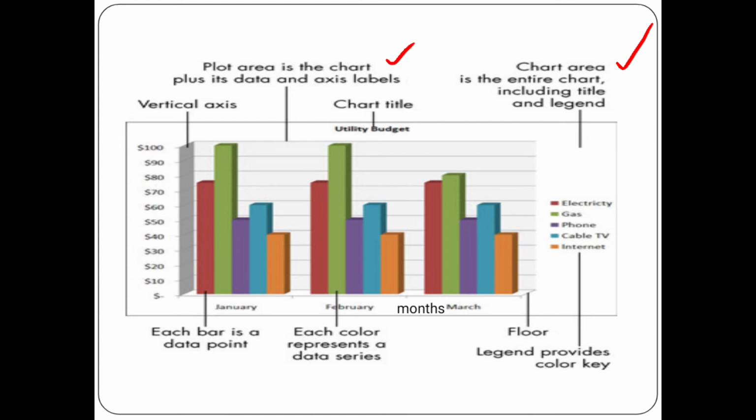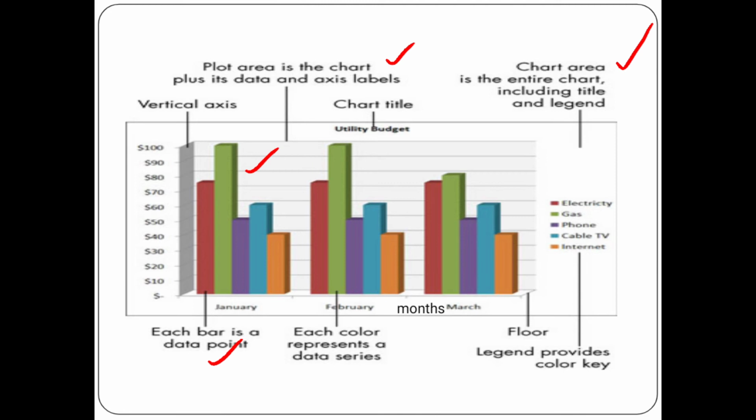Next one is data points. Data points are individual values plotted in a chart, represented by bars, columns, lines or pies. Here we use a column chart, so each bar is a data point.